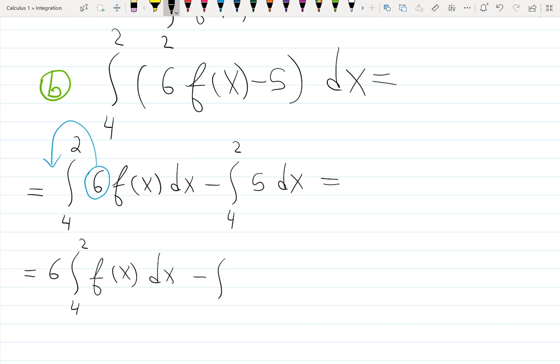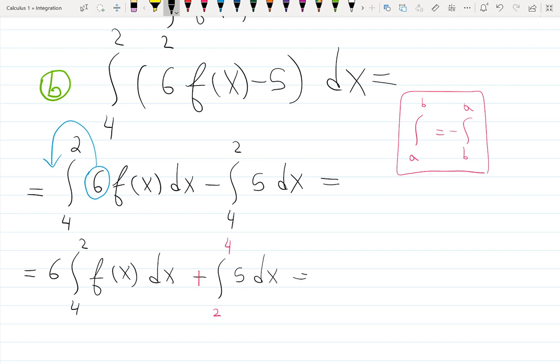There are several ways to see the second piece. I don't like that it is from 4 to 2, so instead I will change the sign to plus, and I will do from 2 to 4. I'm using here the property that integral from a to b is minus integral from b to a. Make sense? That's the property we had. Check it if you don't remember.